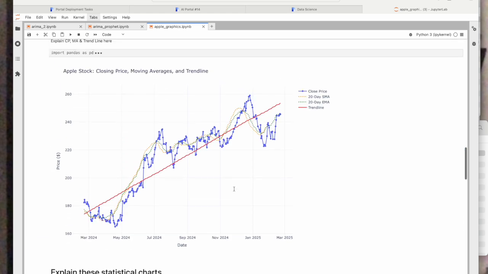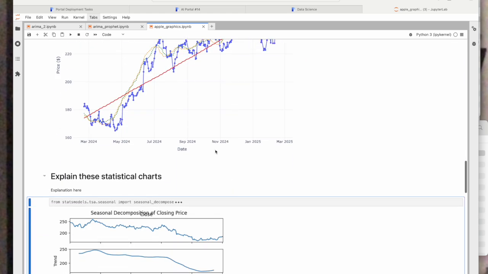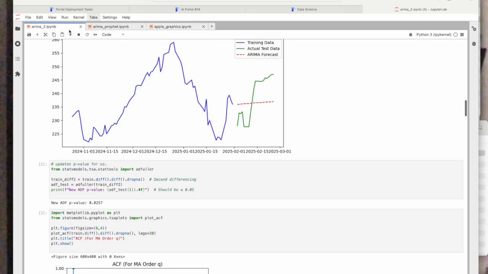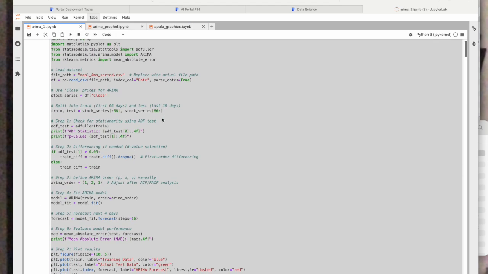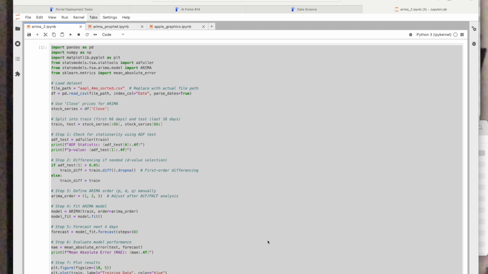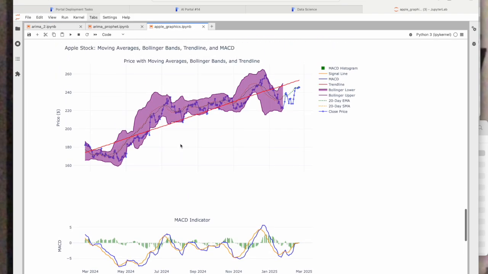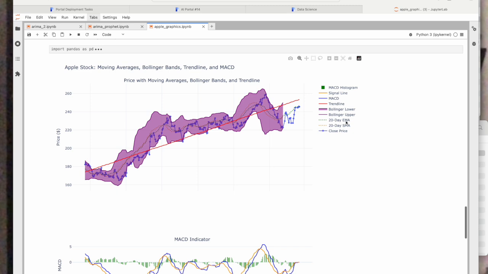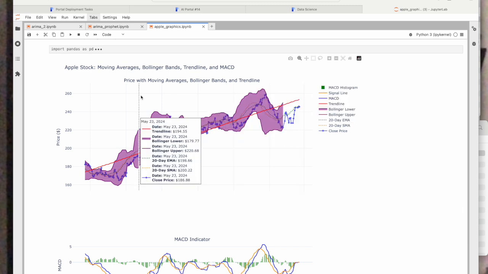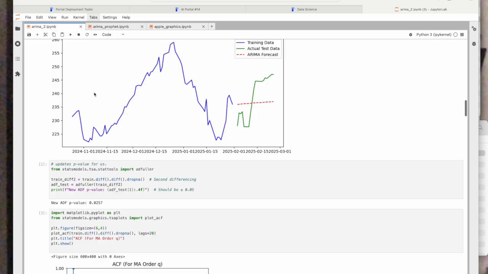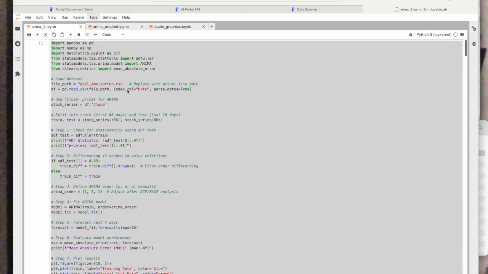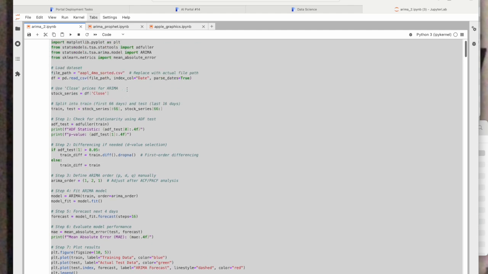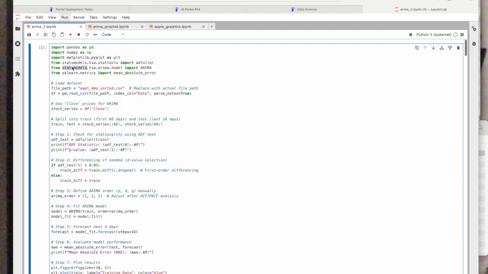So we can visualize data sets in our data science lab here. Now let's go over here to the ARIMA 2 model. ARIMA stands for Autoregressive Integrated Moving Average, and we saw some moving averages over here: the 20-day exponential moving average and the 20-day simple moving average. So in our autoregressive integrated moving average, we have some code. We use sklearn and statsmodels to generate this there.